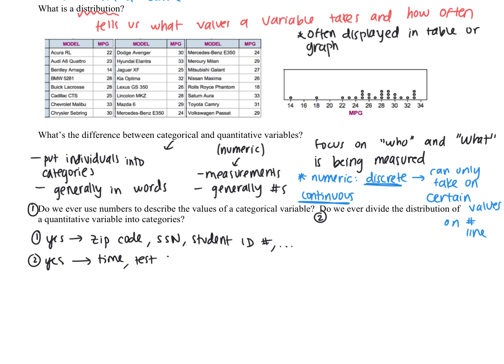Oftentimes your test scores are divided into categories. When you guys take standardized tests as a school, what we care about, right? Of course we care how you did as an individual, but in general, when we're summarizing the data, we want to know what percentage of students fell below a benchmark or below grade level, who fell at grade level, what percentage exceeded expectations. Often height or weight tend to be put into categories.